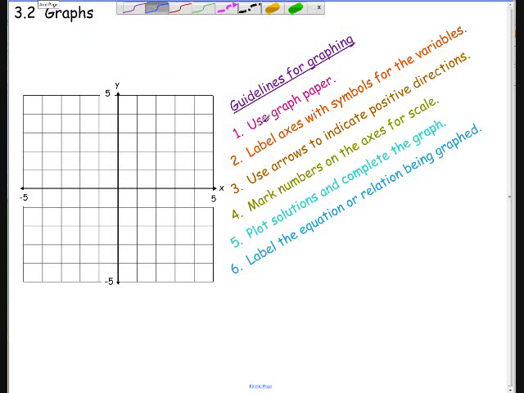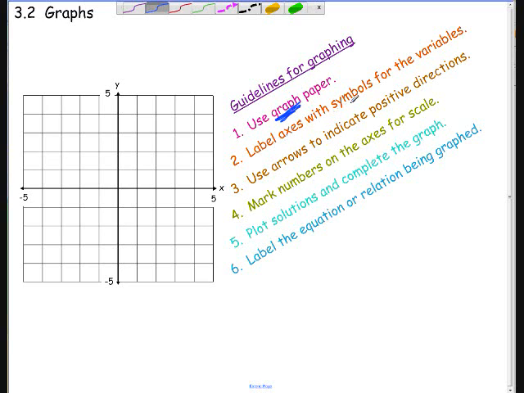Here are your guidelines for graphing. You might want to write these down. First of all, and it's amazing how many of us, this is including me, don't use graph paper. That's a mistake. You can get a much better looking graph and usually take much less time to do it if you use graph paper, so get some of that.